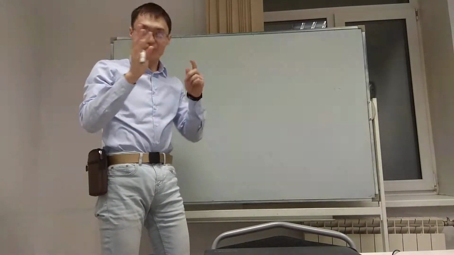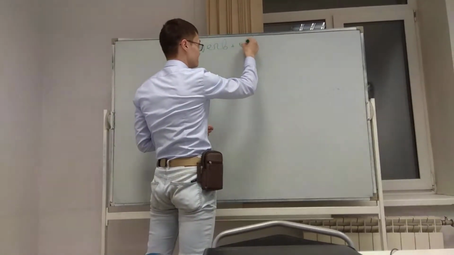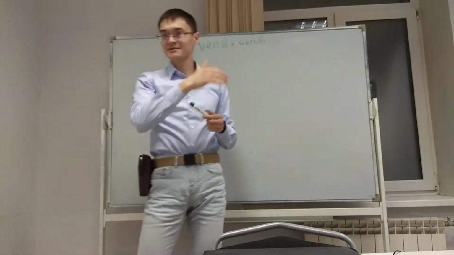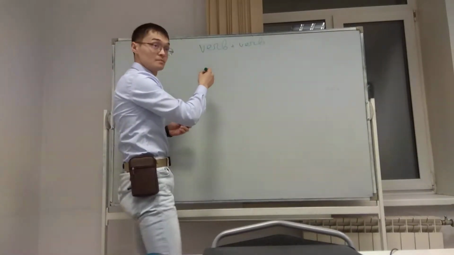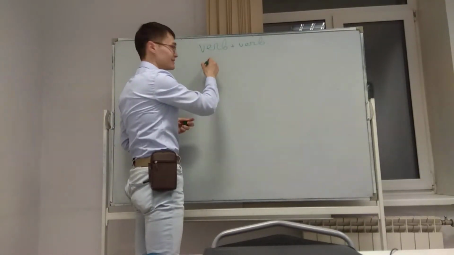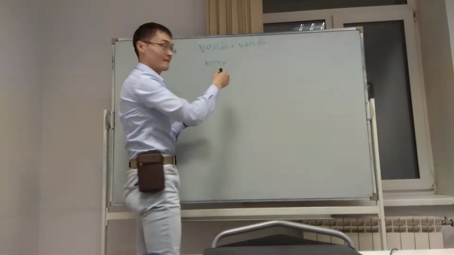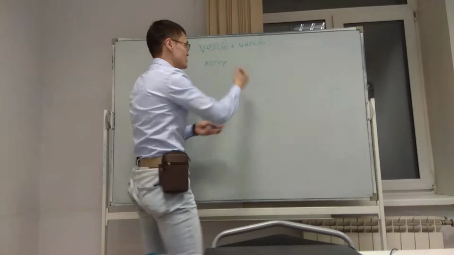Alright guys, so today, as I said, we're going to study these verb combinations. What I mean is verb plus verb. Can you give me some Russian examples of this? Пытаться прыгать. Okay, let's take something shorter: купить, alright?